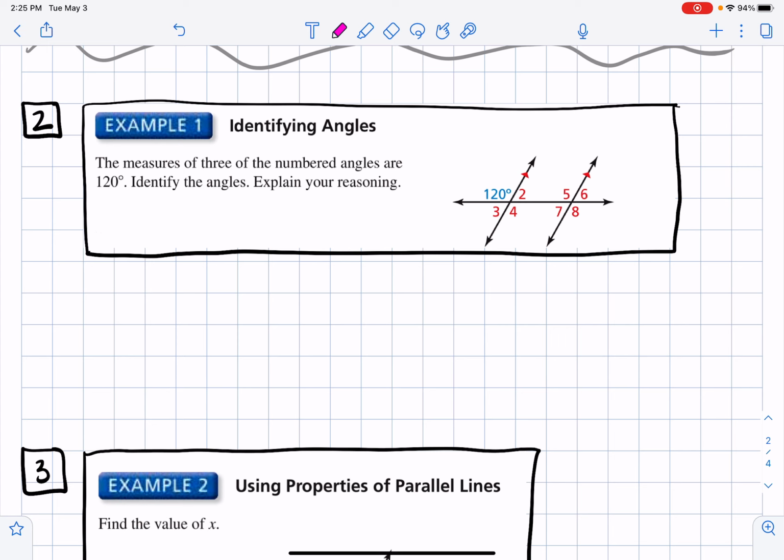Okay, box number 2 says the measure of 3 of the numbered angles are 120 degrees. Identify the angles, and explain your reasoning. So this angle is 120 degrees. Therefore, angle 5 is 120 degrees, because it is a corresponding angle. Right? So because of the corresponding angles.